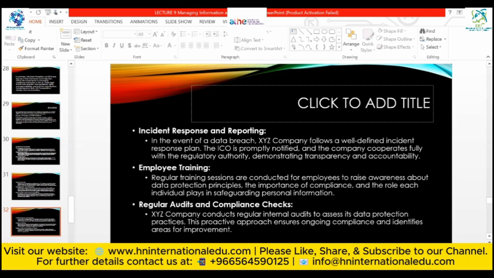XYZ Company conducts regular internal audits to assess its data protection practices. This proactive approach ensures ongoing compliance and identifies areas for improvement. That is when you're going to have a regular check and balance and an audit on a monthly basis. Definitely you are going to find the lags and loopholes which are in your system, and that can affect the people who are associated with your company.